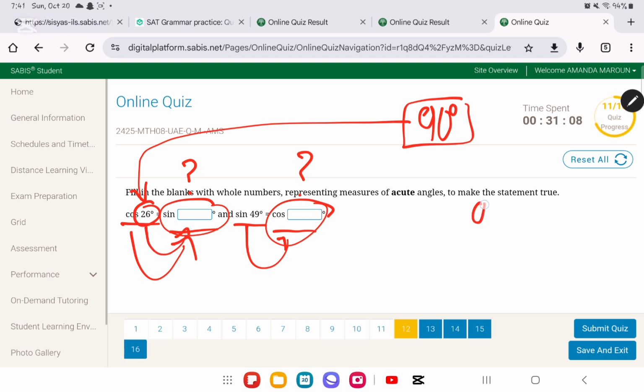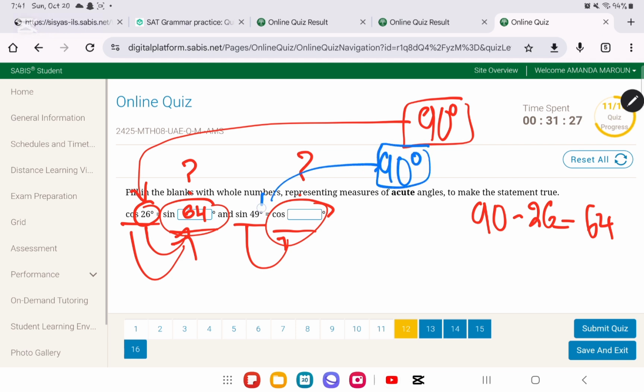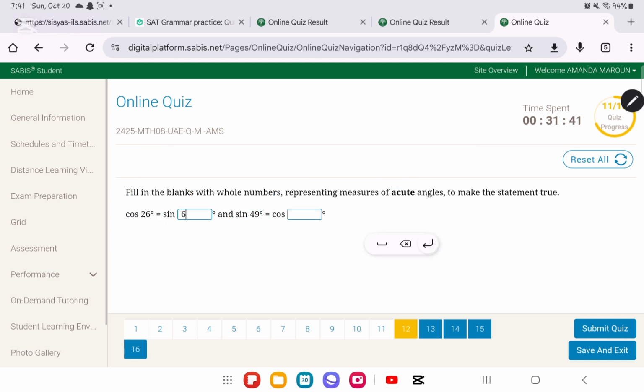We can do 90 minus 26, which is equal to 64. So the first sine is 64. Now the second cosine is 90 degrees minus 49, sorry. So 90 minus 49, we will get 41. So it's sine 64 and cosine 41.